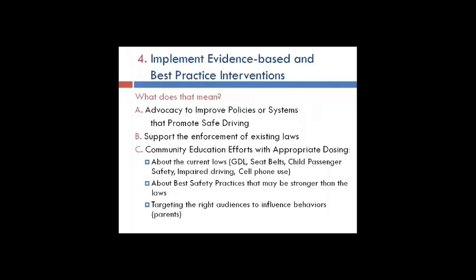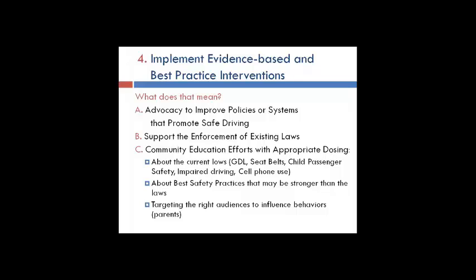So number four, implementing evidence-based and best practice interventions. What does that even mean? What we do know is that advocacy to improve policies or systems that promote safe driving is very effective. And this doesn't just mean changing laws at the state or local level. Changing company-wide policies on seatbelt use can also be a successful intervention. So now that you've seen the five-part structure of an effective injury prevention program, let's look more deeply at what it means to implement evidence-based and best practice interventions for motor vehicle safety. It means advocating to improve the policies or systems that promote safe driving.